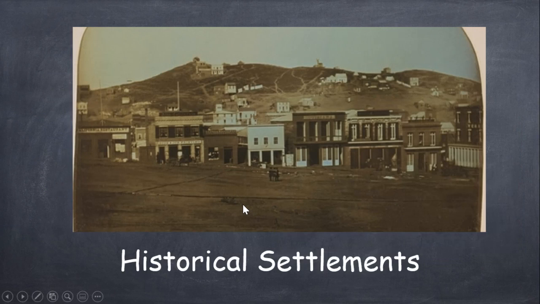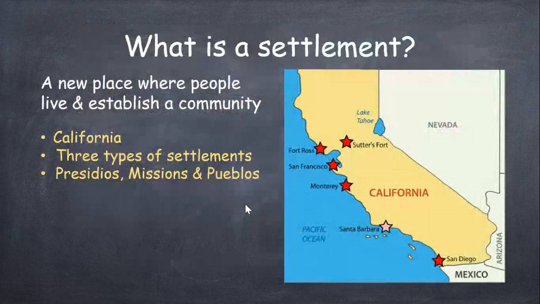So now let's talk about some historical settlements, and we're just going to touch on this a little bit. What is a settlement? A settlement is a new place where people live and establish a community. California had 3 types, and we've already talked about these 3 types: presidios, missions, and pueblos. Those shouldn't be something where you're like, whoa, what are those? We should know what those are.